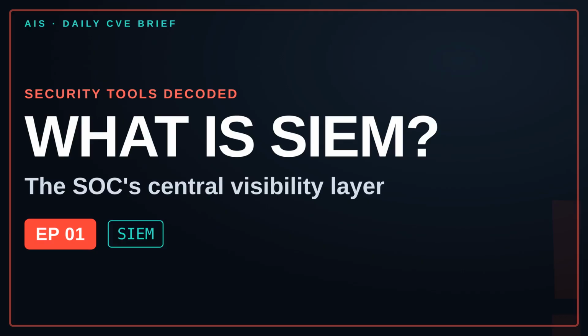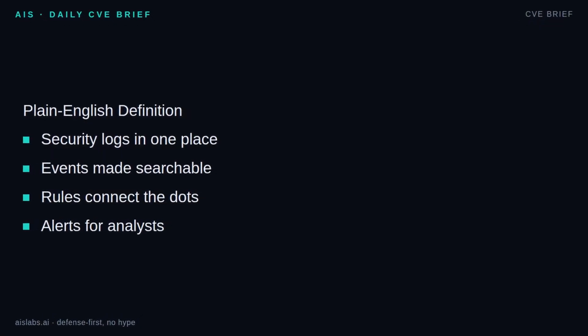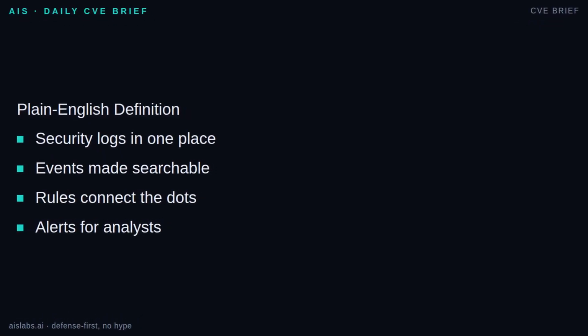That is the job of a SIEM. Pull those pieces into one place, connect them, and raise an alert a human can act on. SIEM stands for Security Information and Event Management. In plain English, it is the security team's central place for logs and security events. It collects data from systems across the organization: identity platforms, servers, cloud services, firewalls, endpoints, applications, and more. Then it makes that data searchable, consistent, and useful.